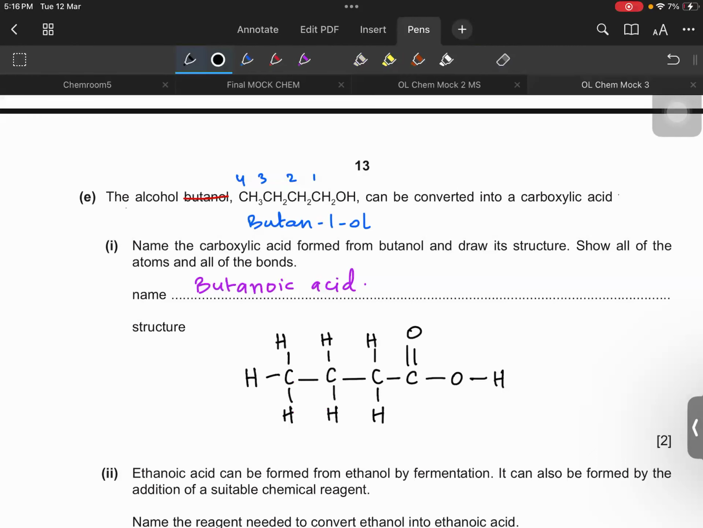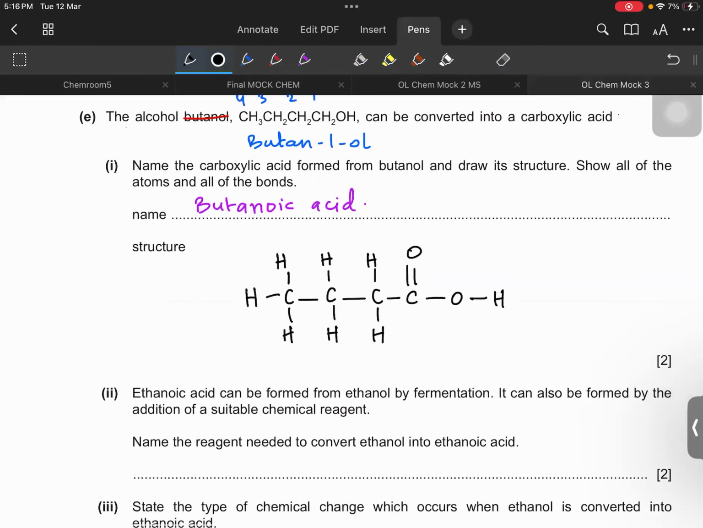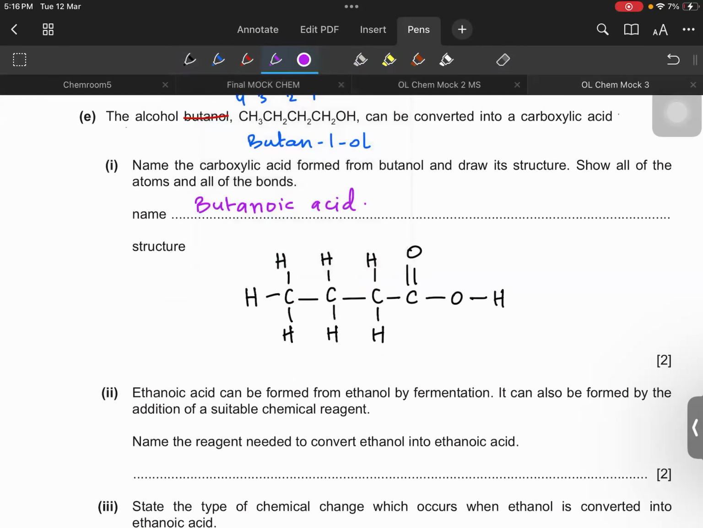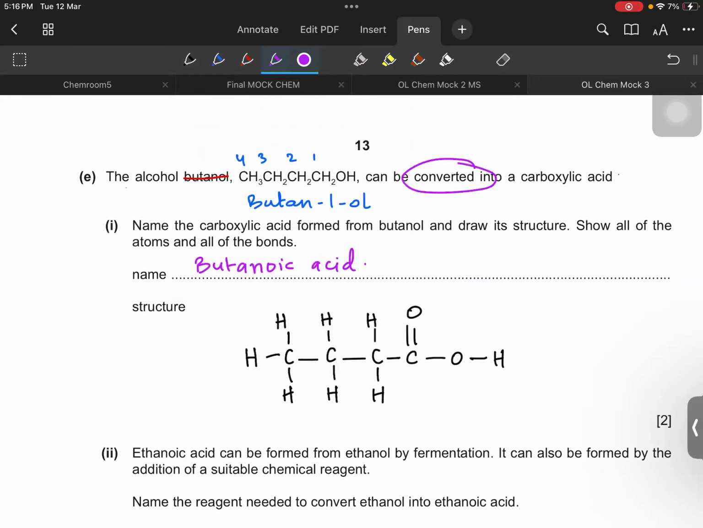The same carbon should have the double bonded oxygen and also OH. It all happened with the presence of acidified potassium manganate(VII), through oxidation. Don't forget the 7. Don't forget the acidified.